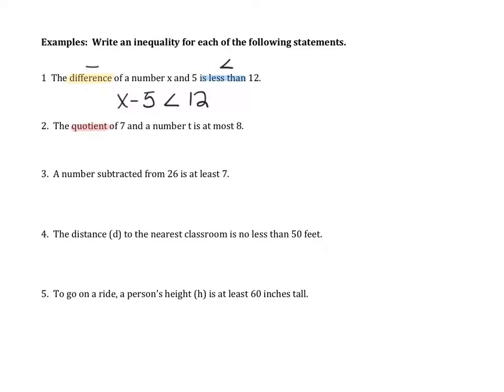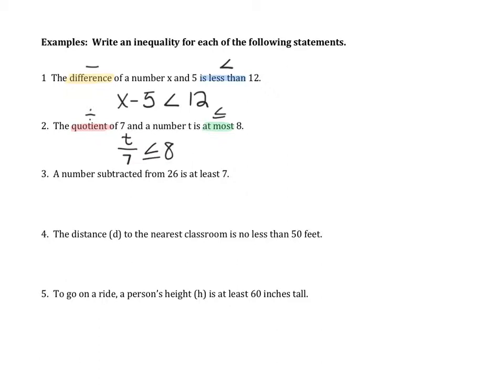In the next one, if I highlight the keywords that we have here, we have the quotient of 7 and a number t is at most, there's another keyword, 8. If I go ahead and translate that, quotient is dividing, and at most is less than or equal to. When you say that something is at most, that's the highest that it can be. So less than or equal to. When we write the quotient of 7 and a number t, we would write t divided by 7 like a fraction, less than or equal to 8. And that's how that inequality would look.